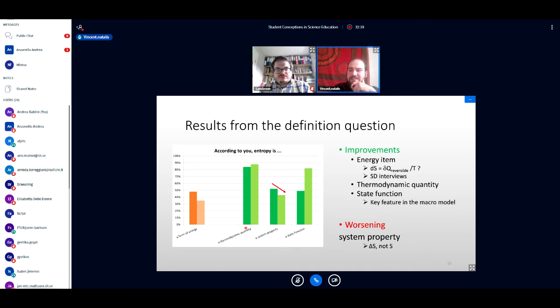The thermodynamic quantity and state function items are improving, and they are precisely very important in the macroscopic approach. And the course seems to have a negative effect on the property item, which, as I just explained, is not an aspect that is strongly emphasized in a classical thermodynamics course. For example, we will ask in an exercise to calculate the difference between the entropy of the reagents and the products to predict whether the reaction is spontaneous or not. We will not ask what is the entropy of the products and that of the reagents.